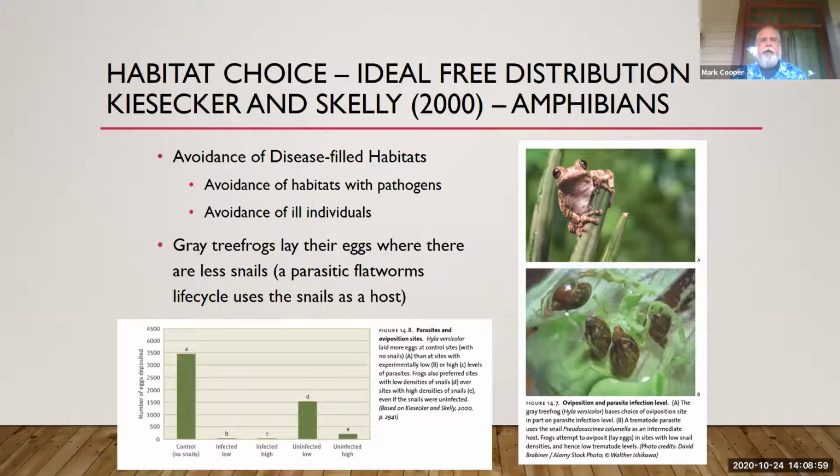All right, ideal free distribution, not only food, but habitat choice can be with parasites. It turns out these gray frogs have the ability to determine where they want to lay their eggs, and they stay away from pathogens. What they found is they will stay away from other frogs that are diseased. But what they're looking for, the attack on these, is actually from a flatworm.